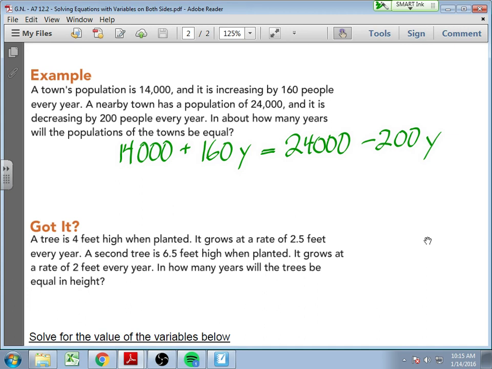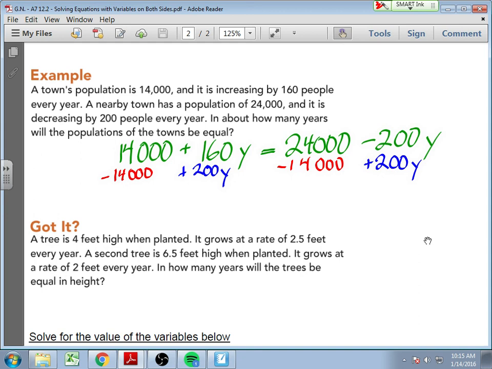What would be my advice for a first step here, Mr. Boyer? Add 200y. Yep, add the 200y so we can get positive variable values. That then will give me 14,000 plus. And actually, guys, if you're really good at this, and especially if you use colors, you could do both steps at once. Because I've decided my left side is my variable side, so get rid of the constant. So these are the two steps that we'll take to get variables to the left, constants to the right.